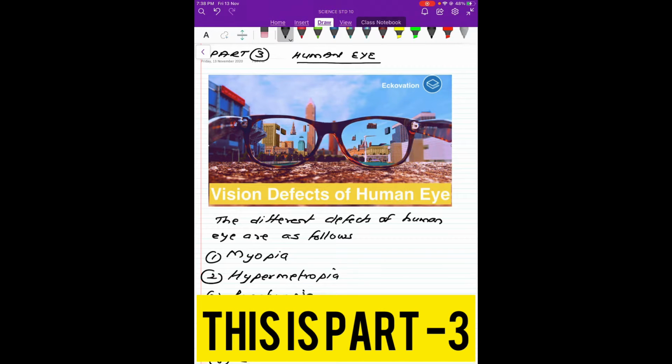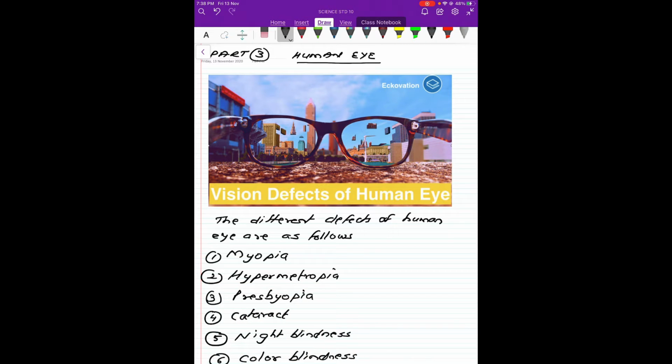This is part 3 of the chapter Human Eye of Standard 10th. Now, after having seen the different parts of the human eye and its functions, and seeing what is a blind spot and optic nerve and all that, we have also seen the advantages of humans having two eyes instead of one. Now we will go for some vision defects of the human eye.